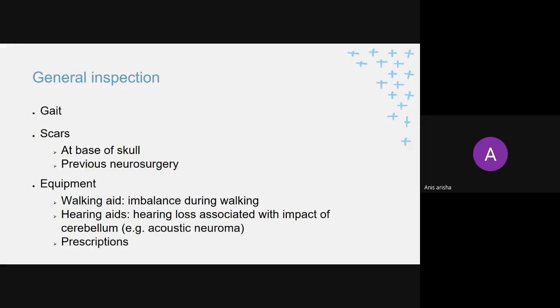Also, we need to look at scars, especially at the back of the head, to indicate that there may have been previous neurosurgery. And also, not to forget to look for equipment on or around the patient that may provide useful insight into the current clinical status of the patient. For example, if there is a walking aid, it might indicate that the patient may have imbalance during walking. Also, a hearing aid can indicate hearing loss, and a prescription can indicate the recent medication that the patient needs, associated with underlying cerebellar pathology.